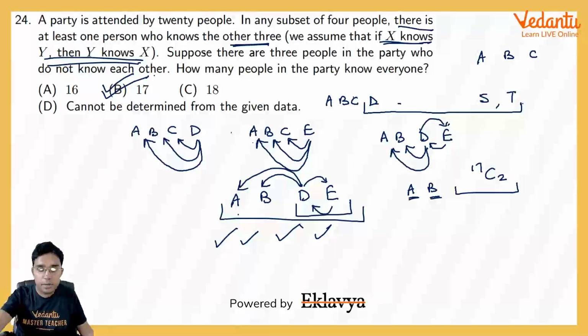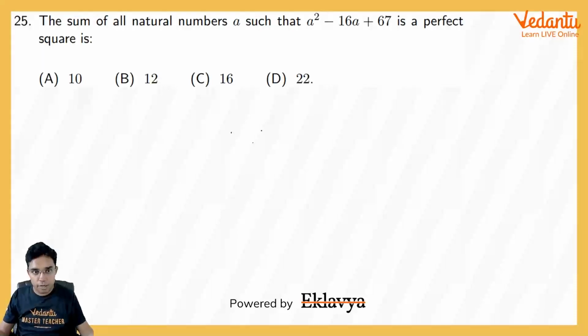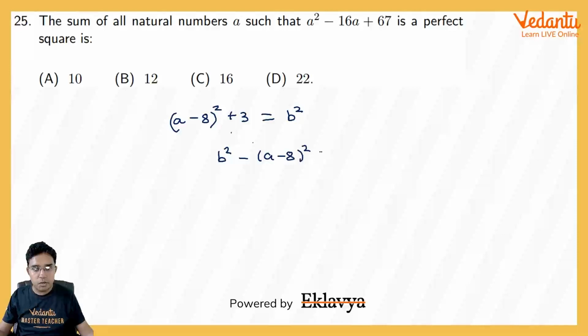Okay, now coming to the next question, that is 25. We are given the sum of all natural numbers A such that this is a perfect square. I can write this as (A minus 8) whole square plus 3, and this has to be a perfect square. Now this means the difference of two perfect squares is equal to 3. Now you can make a Diophantine equation, but that is not needed.